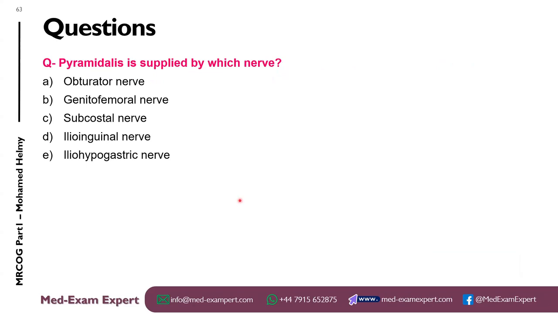The pyramidalis muscle is supplied by which nerve? Yes, the pyramidalis muscle is supplied by the subcostal nerve, T12. Subcostal nerve, T12 only. Okay? Because this is a small muscle, it's not found in all people, by the way. It may be found or not found. So it's supplied by the subcostal nerve.